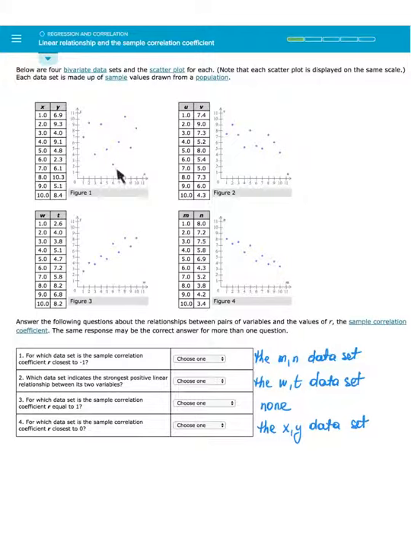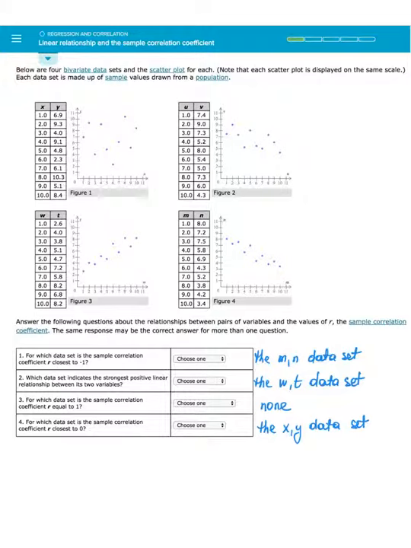This one is completely all over the place. This one does have a positive linear relationship, but it's not perfect, and therefore R is not 1, definitely. And figure 2 and figure 4 have negative linear relationships. So my answer for this part 3 is none.